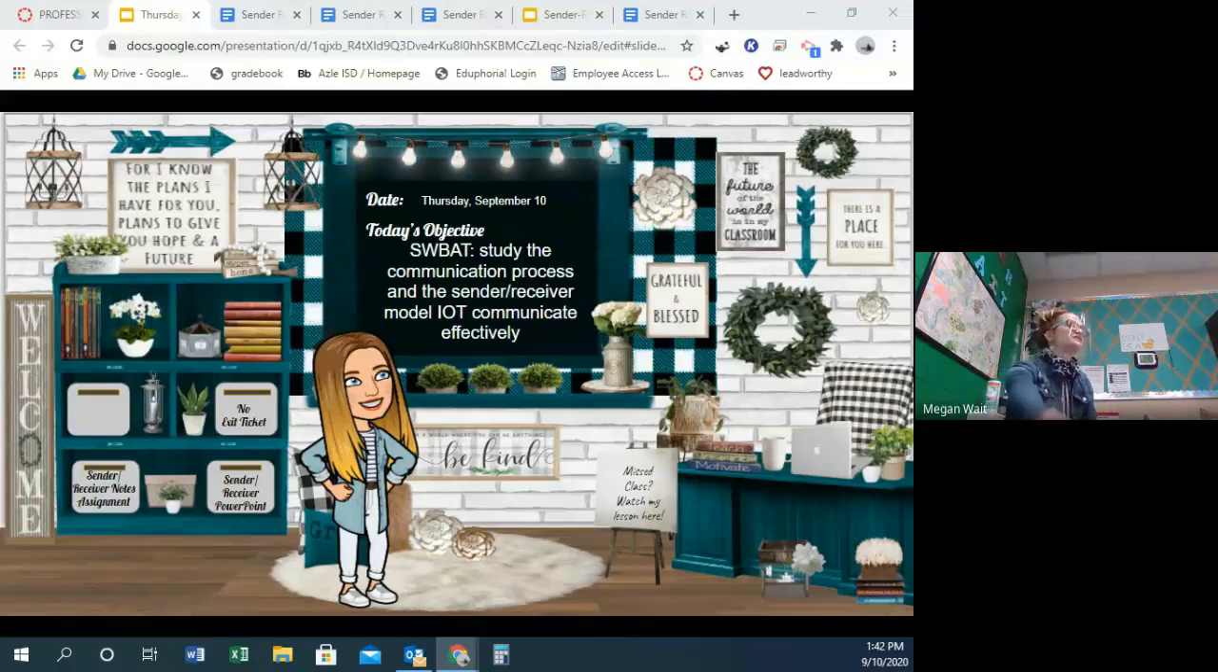All right, today is Thursday. Here's what we're going to be learning today. We're going to be learning all about the communication process and our sender-receiver model. That way, y'all can become effective communicators. Please make sure that you are paying attention. This is one of the most important things that you will learn because this is a really important class because you use communication every single day and every single minute of your life.